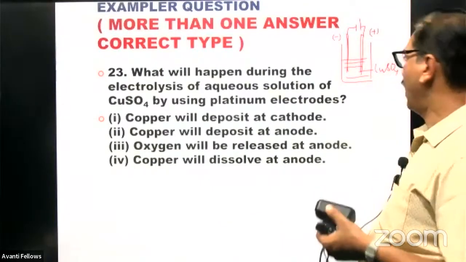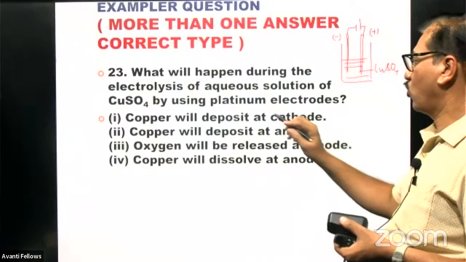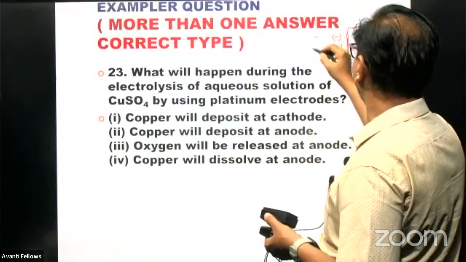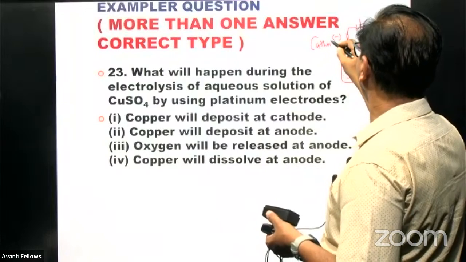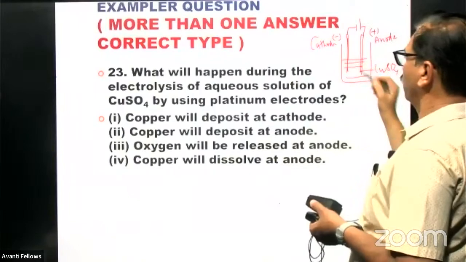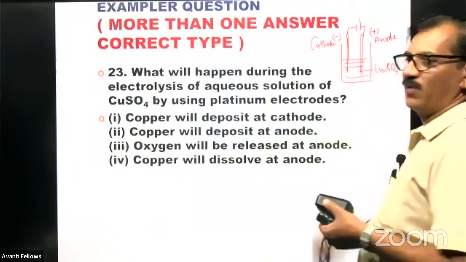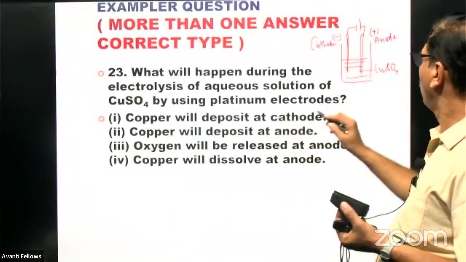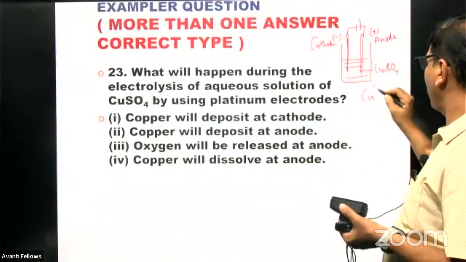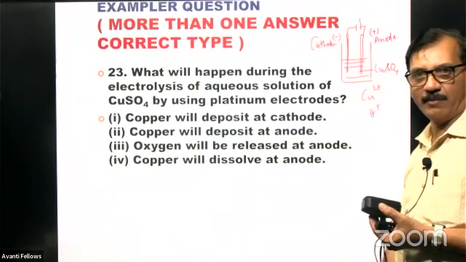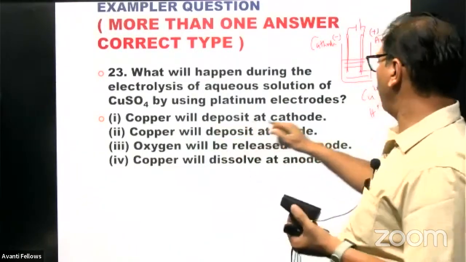Now copper will be deposited at the cathode. So this is negatively charged. Cations move towards the cathode, therefore this should be negatively charged. This is how you can recall it easily. This solution contains copper ions and hydrogen ions.